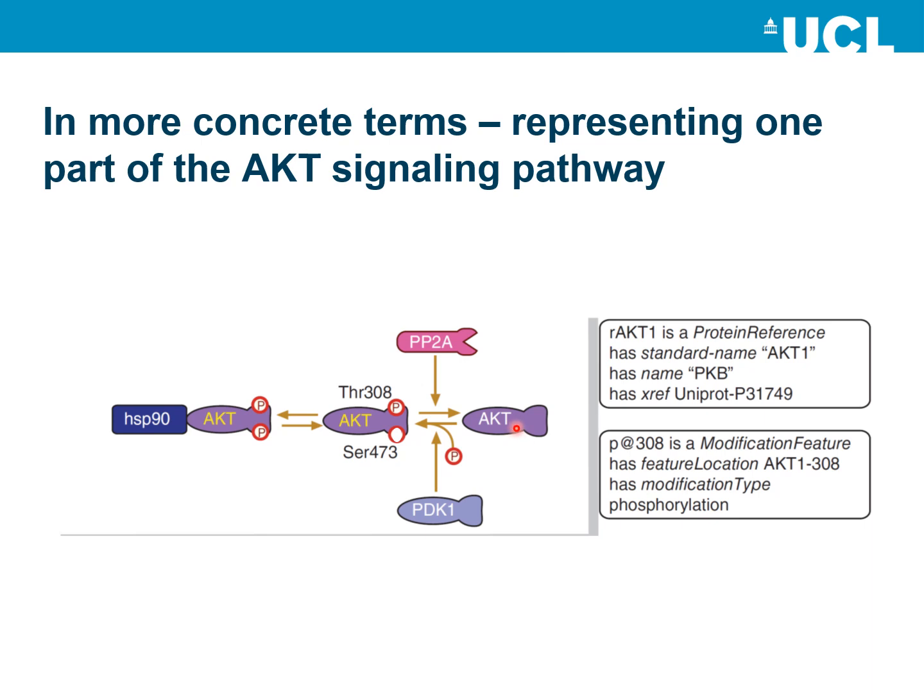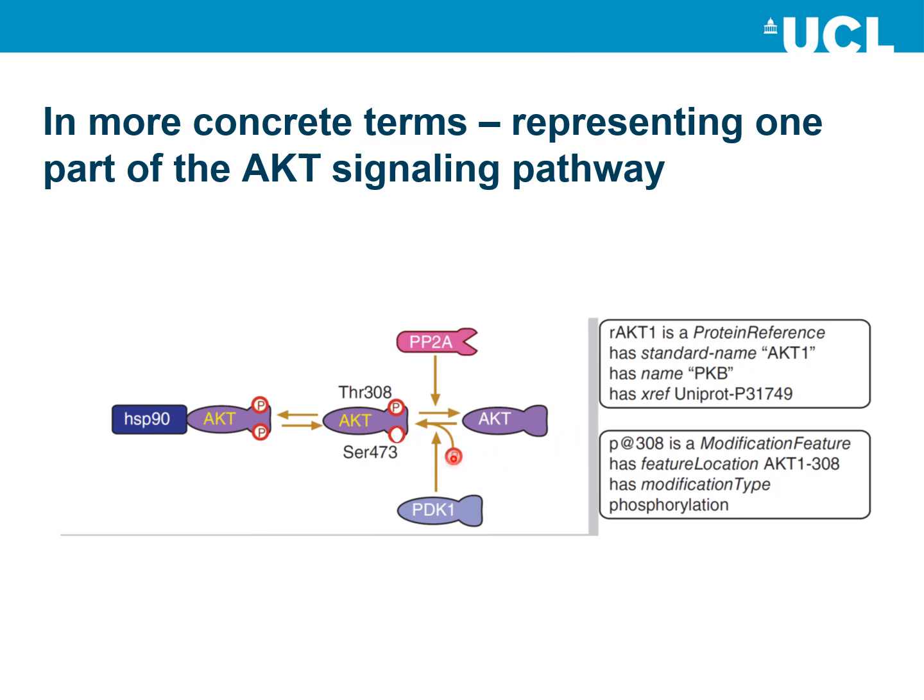So this whole network could be represented with network interactions between edges and nodes, but it can also be represented more flexibly in terms of the ontology. So AKT1 is a protein reference. It has the standard name AKT1, has the alternative name PKB, and it has a cross-reference to UniProt P31749. This is a UniProt accession code, and David would have made you familiar with UniProt.